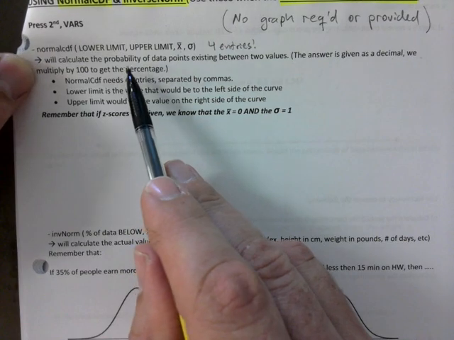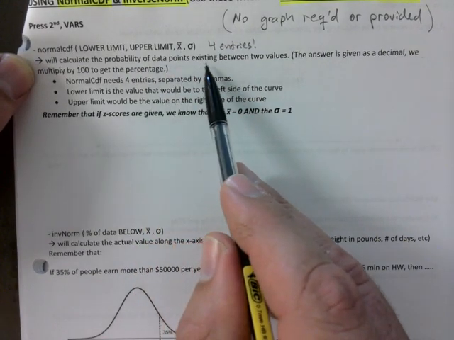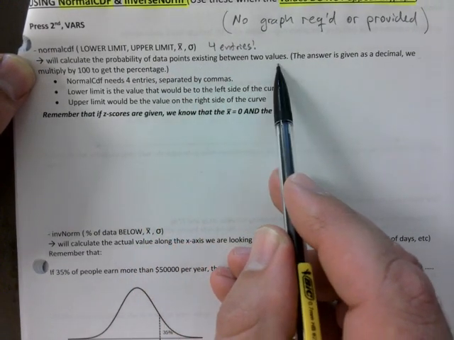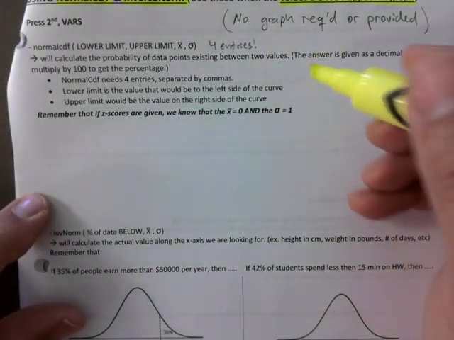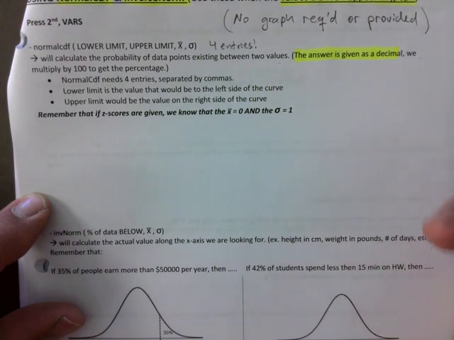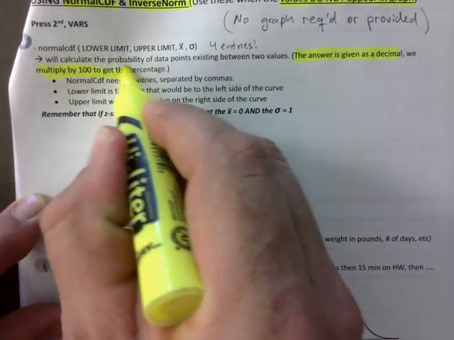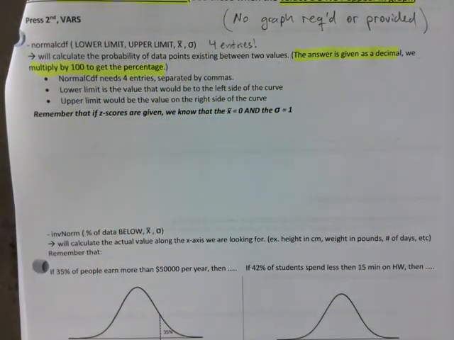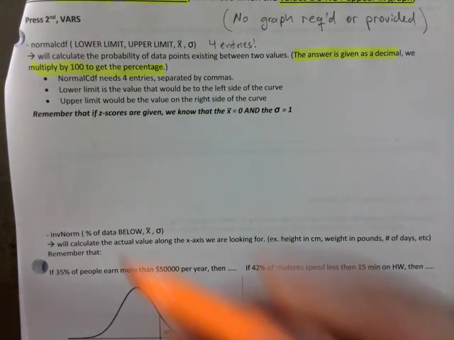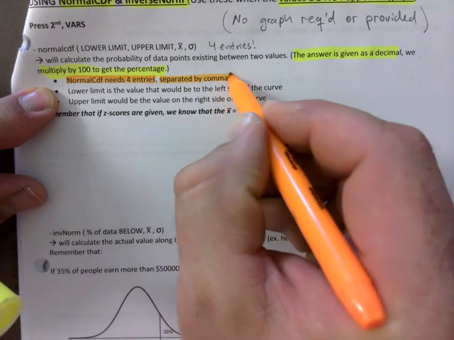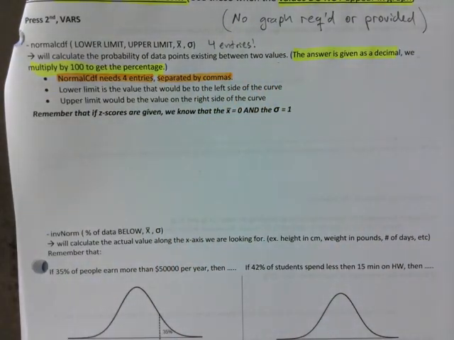We'll calculate the probability of data points existing between two values. The answer is given as a decimal. Watch, very, very important. The answer is given as a decimal, multiplied by 100 to get the percentage. So we'll always return a decimal to you, okay? Normalcdf needs 4 entries separated by commas. Okay, they have to be separated by commas.